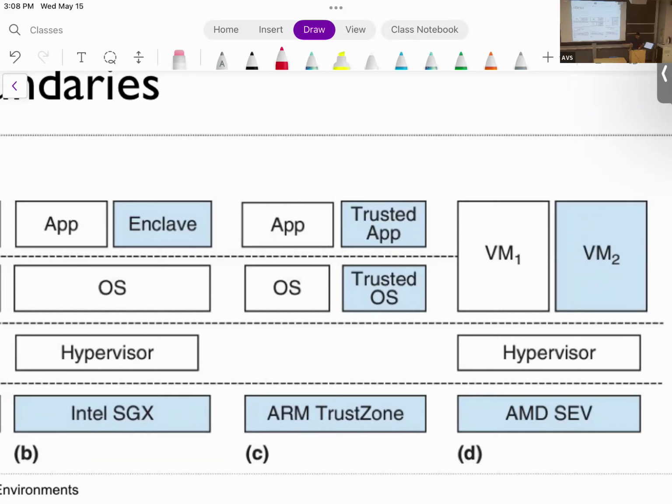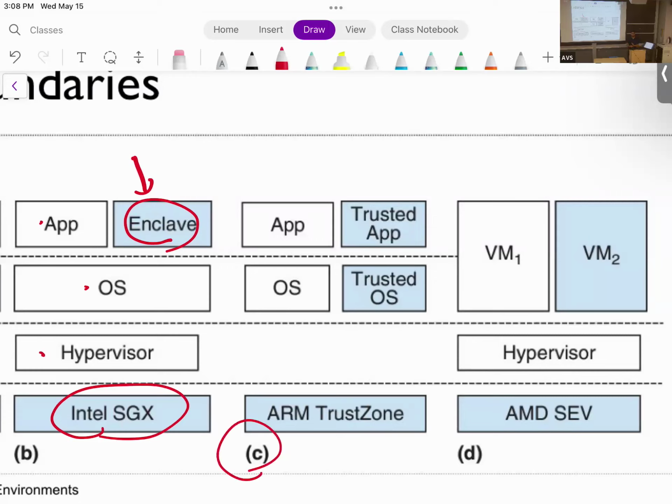For Intel SGX, you usually just trust the enclave. An enclave is a self-contained environment that has its own quote-unquote operating system, and the code and data. And you essentially have just the enclave and the lower level hardware. And you only trust these two things. That's the only thing you trust. You don't trust the hypervisor, you don't trust the operating system, you don't trust the other apps, okay?